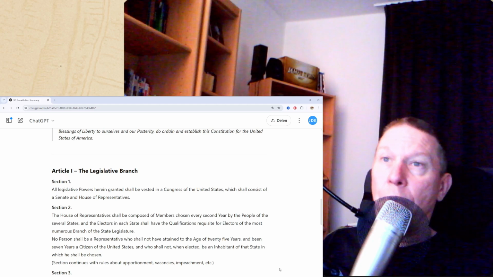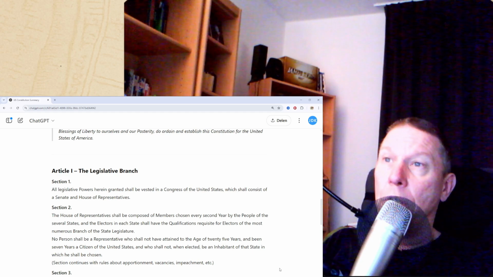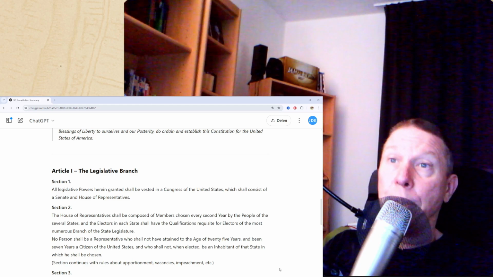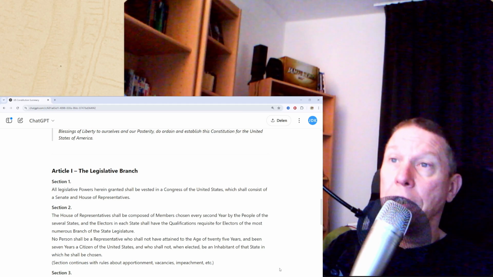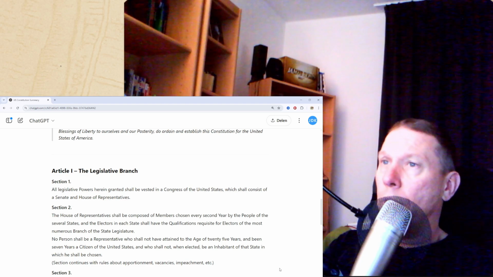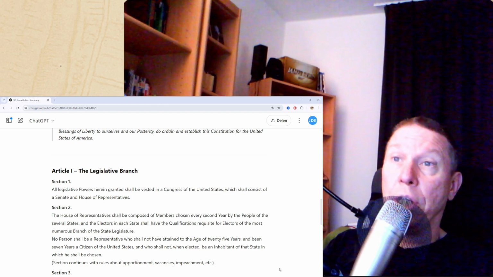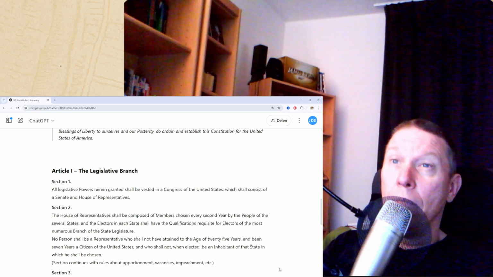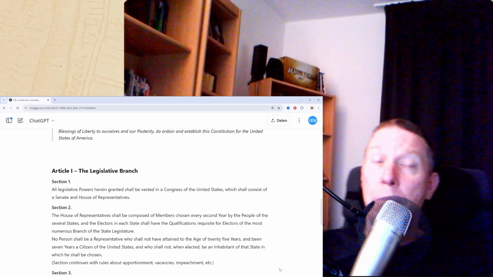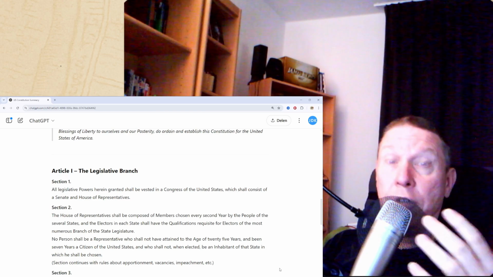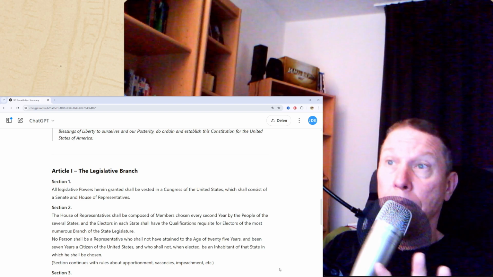Section 2. The House of Representatives shall be composed of members chosen every second year by the people of the several states, and the electors in each state shall have qualifications requisite for electors of the most numerous branch of the state legislature. Yeah, we choose our second chamber members, the representatives of the people, every 4 years. Not every 2, every 4 years.